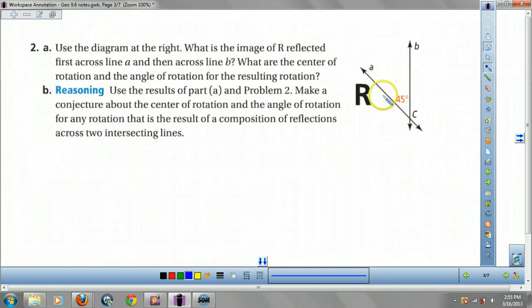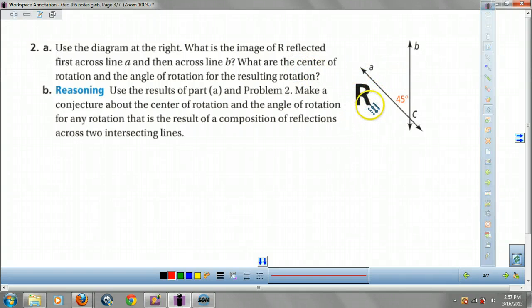Let's try another one. We're going to take this R and reflect it over A and then over B. We're going to see what actually happened and pay attention to what the angle of rotation is. We have to reflect this R across A first and then across B.